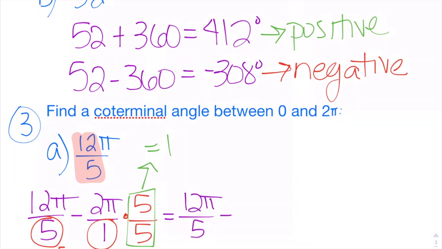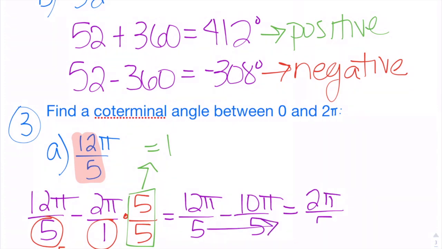So then that gives me 12 pi over 5 minus 10 pi over 5. And so when you do that, you now do 12 pi minus 10 pi. That gives you 2 pi. Bring the 5s all the way over, so it's 2 pi over 5. And this would be your answer.